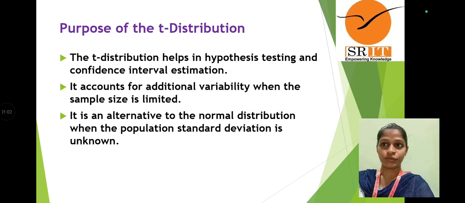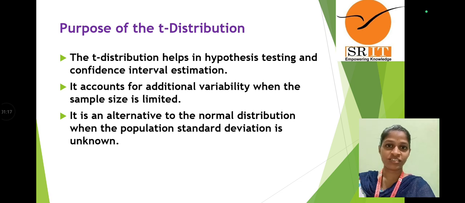Purpose of T distribution. The T distribution helps in hypothesis testing and confidence interval estimation. It accounts for additional variability when the sample size is limited. It is an alternative to the normal distribution when the population standard deviation is unknown.